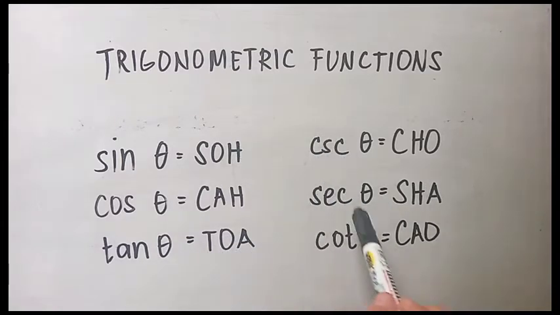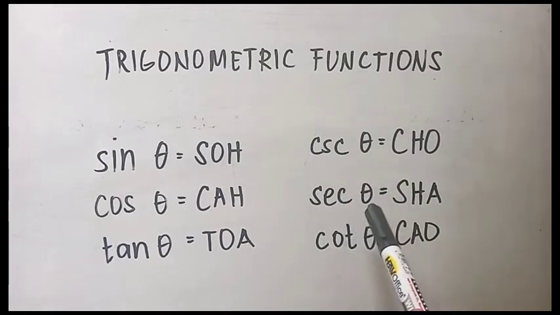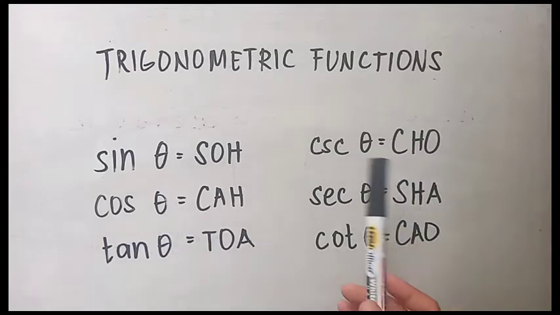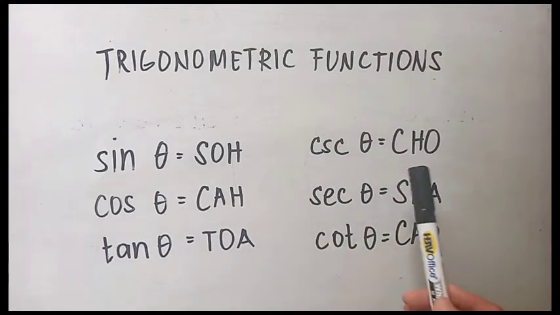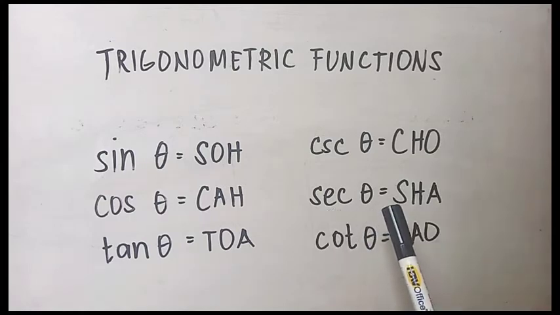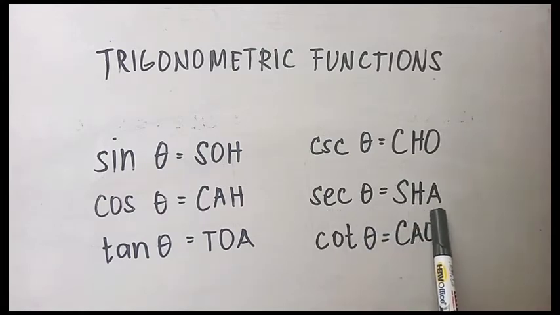And these other 3 trigonometric functions are just the inverses of the first three. So cosecant theta is equal to the hypotenuse over opposite side. Secant theta is equal to the hypotenuse over adjacent. And cotangent theta is equal to the adjacent over opposite side.